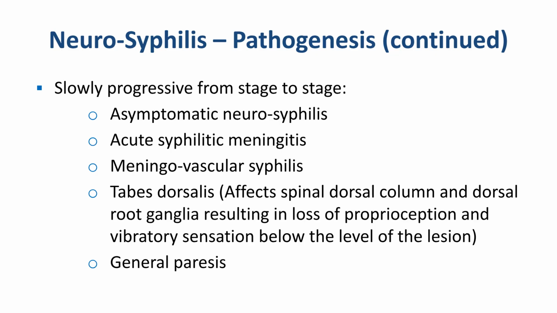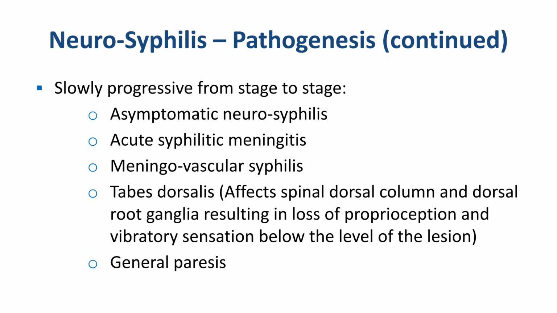The first stage is asymptomatic neurosyphilis. Many patients with asymptomatic neurosyphilis will never develop symptomatic disease if treated. The second stage is acute syphilitic meningitis, which typically occurs during secondary syphilis. Patients present with headache, neck stiffness, and cranial nerve palsies, similar to other forms of bacterial meningitis. The third stage is meningovascular syphilis, usually occurring 5 to 12 years after infection. The endarteritis we discussed earlier affects cerebral blood vessels, causing strokes.